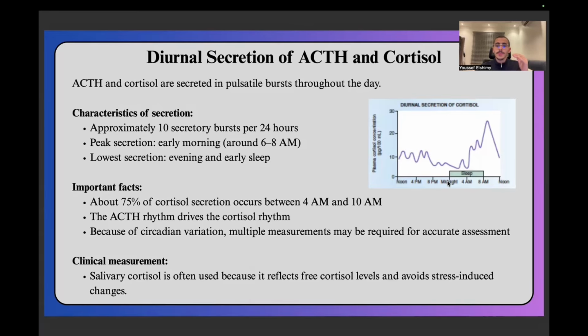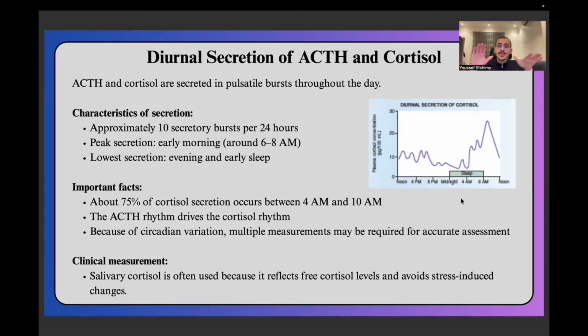This happens because at the beginning of the day you're exposed to stress, for example work and uni, and it's a stressful thing. So that's why in the early morning cortisol as well as ACTH peak. But it's lowest during evening and early sleep because at the end of the day you're already relaxed, you're tired, there's nothing to stress, and you're going to sleep. Okay. So 75% of cortisol secretion occurs between 4 a.m. and 10 p.m. And this is the time in which stress is the most, and that's why cortisol secretion peaks.